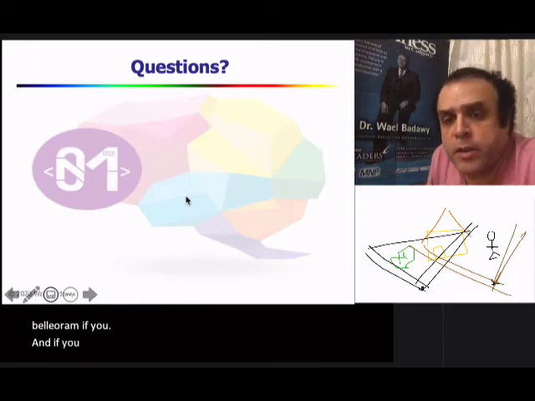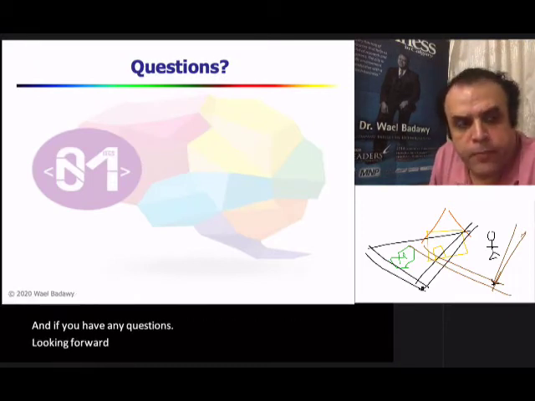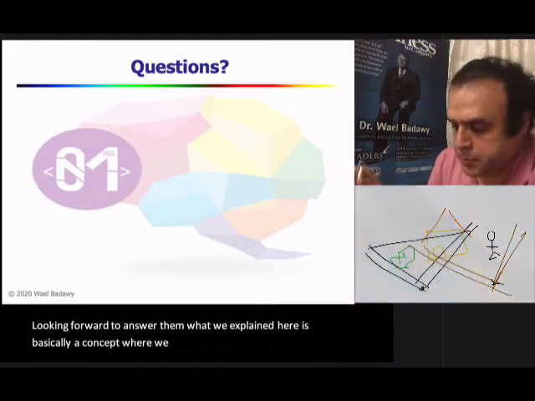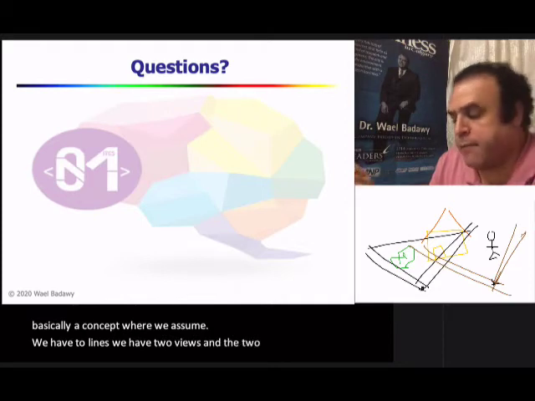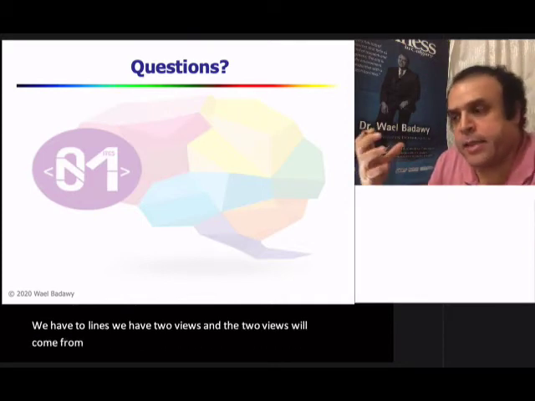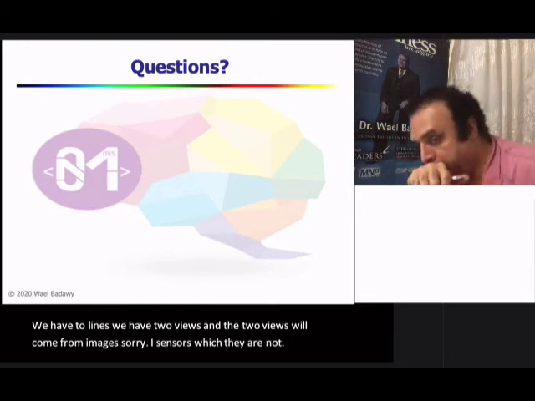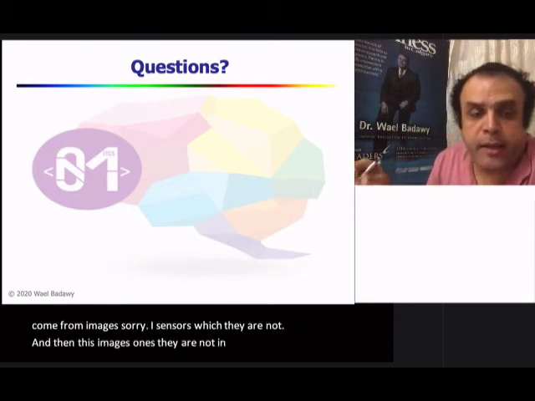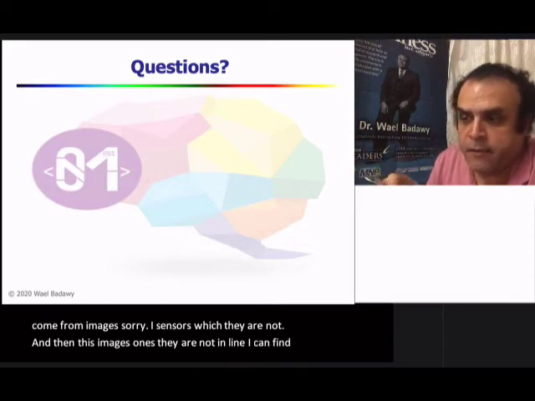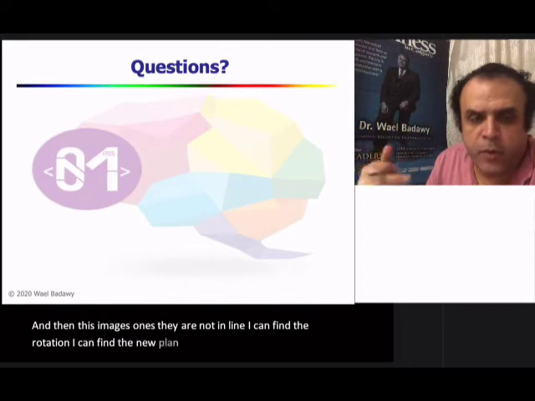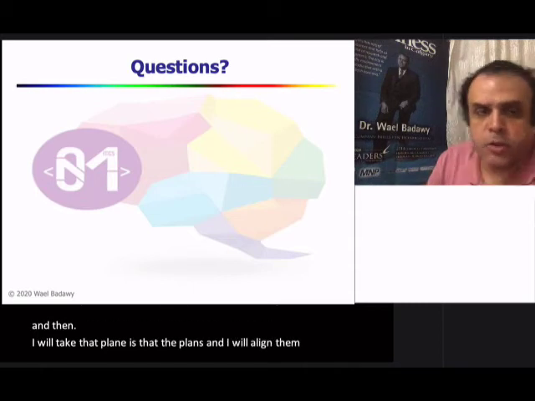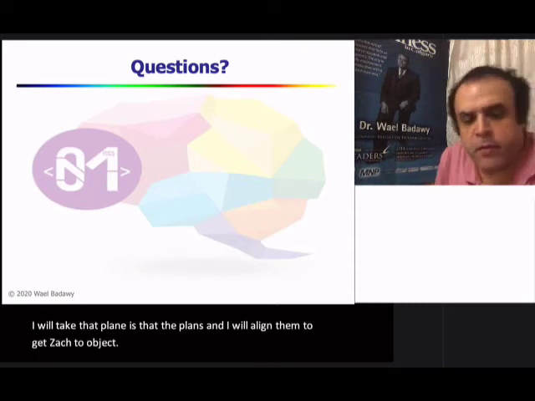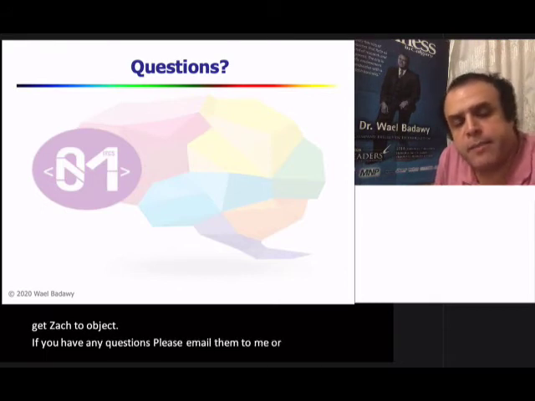If you have any questions, I look forward to answering them. What we explained here is basically a concept where we have two views, and the two views come from sensors which are not in line. Once these images are not in line, I can find the rotation, I can find the new plane for them, and then I take the planes and align them to get the actual object. If you have any questions, please email them to me or ask them below, and I will reply as soon as I can.